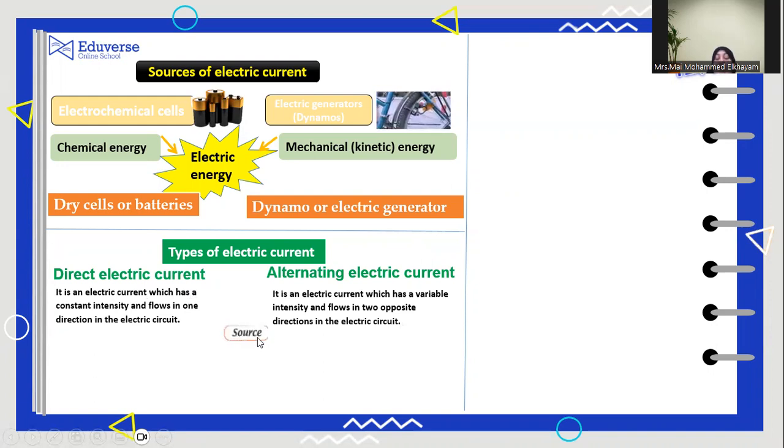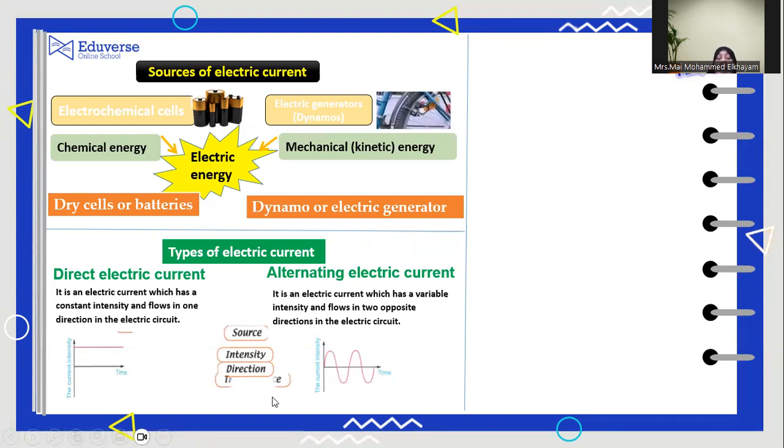We have to know the difference between their sources, as we just mentioned. Direct electric current's source is electrochemical cells, while alternating electric current comes from electric generators. The intensity here, as we mentioned, is constant with constant direction. Here it is with variable intensity and direction. And in the graphical representation for the direct current, as time passes, it doesn't change. It is a straight line parallel to the time axis, while here as time passes, sometimes it increases or decreases. That's why it's variable.